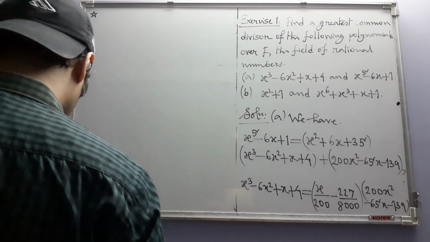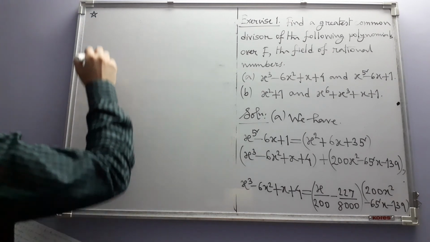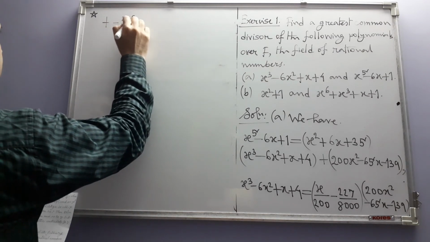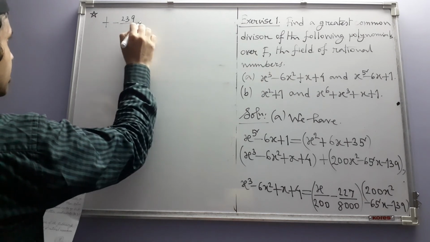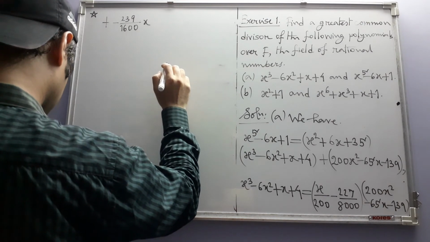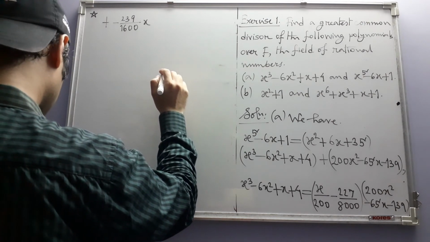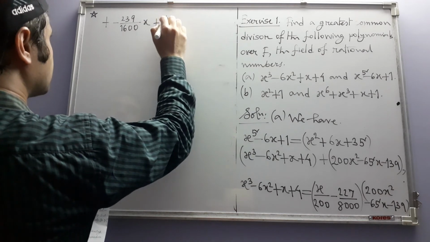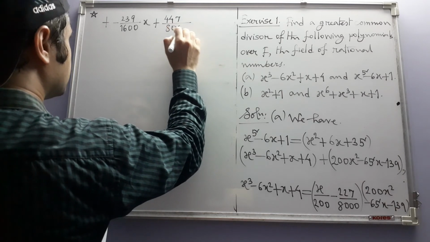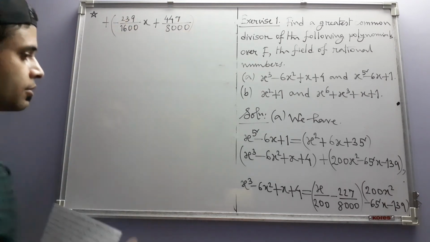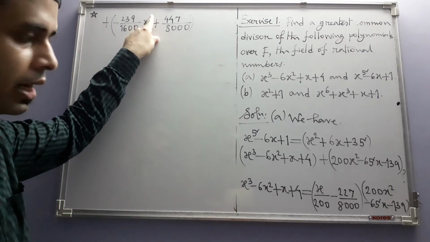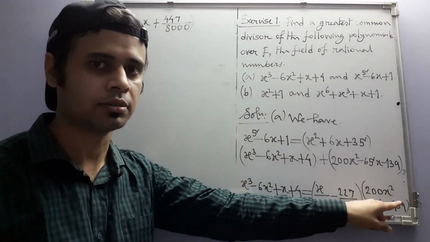Okay, so plus minus 239 divided by 1600 x plus 447 divided by 8000. In the second step, this is the remainder because its degree is 1, which is less than the degree of the divisor, which has degree 2.